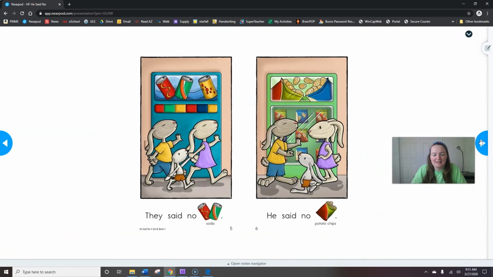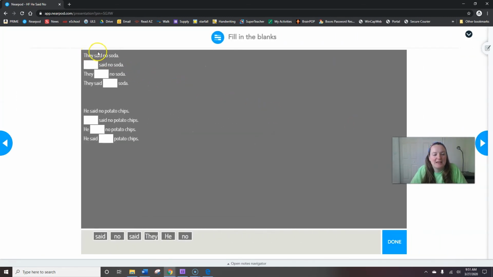Close and go to the next slide. They said no soda. He said no potato chips. Here's the first one. They said no soda. So what word am I looking for here? What word comes first in my sentence? They. So you're sliding they up. If you can do this faster than me, don't worry about it. Go ahead and do it. You don't need to do it right when I say it. They, no soda. What goes here? They said. They said no soda. Great job.